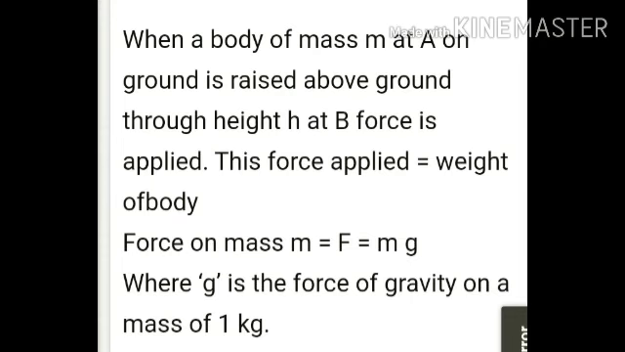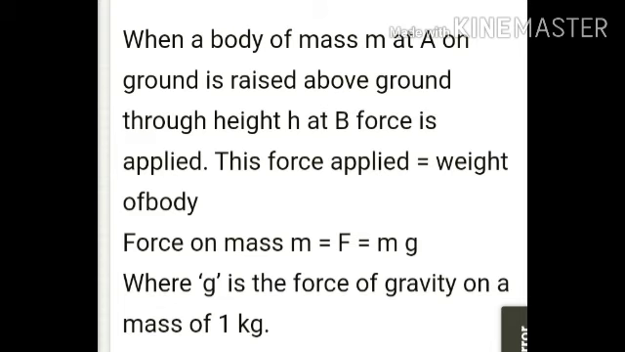Your first question is, a body of mass m is moved from ground to a height h. If the force of gravity on a mass of 1 kg is g newton, first we have to find the force needed to lift the body, and the second one, the work done in lifting the body, and the potential energy stored in the body.